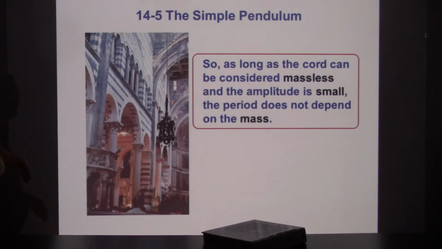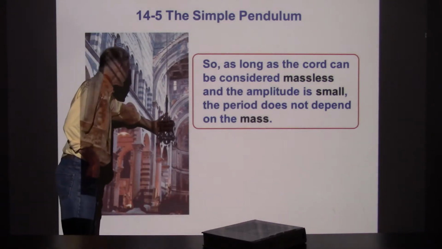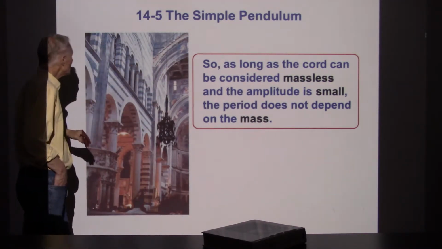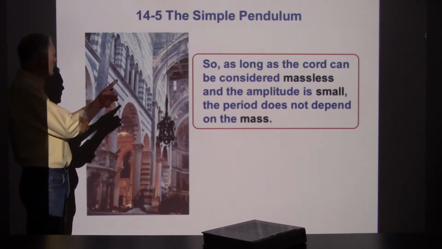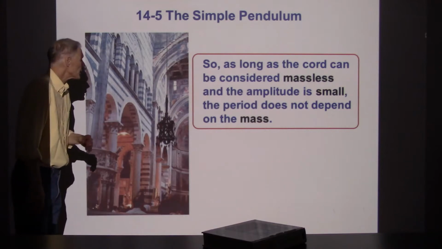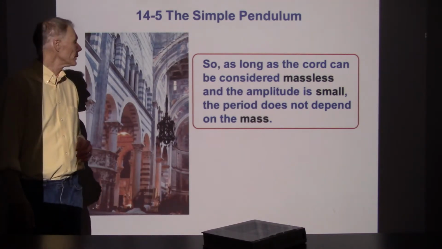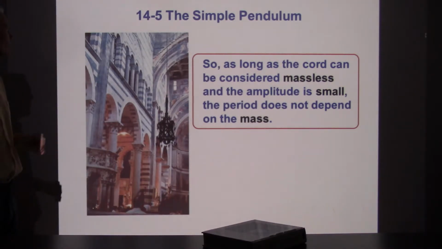Here's a simple pendulum. Here is a chandelier light fixture inside a cathedral. If this is oscillating back and forth slowly with a small angle, which it would, then it's simple harmonic motion, and the period of oscillations won't depend on the mass.